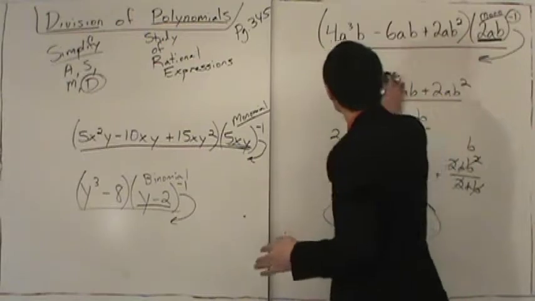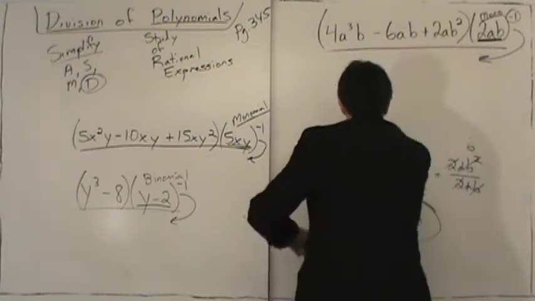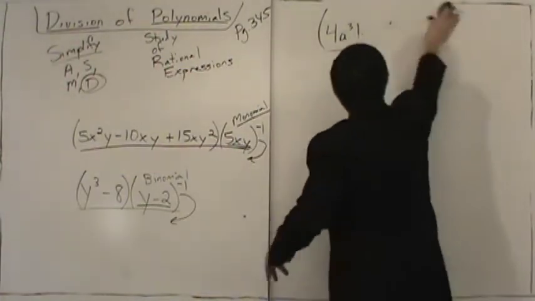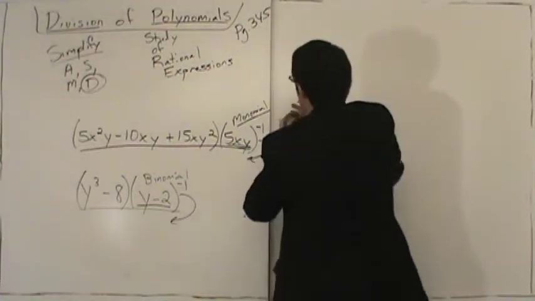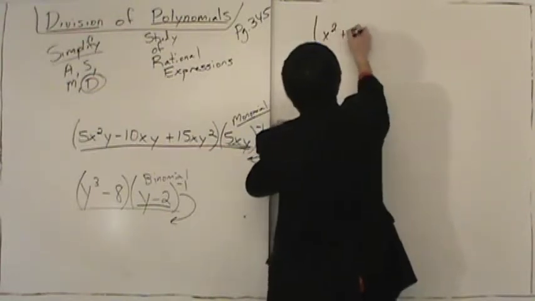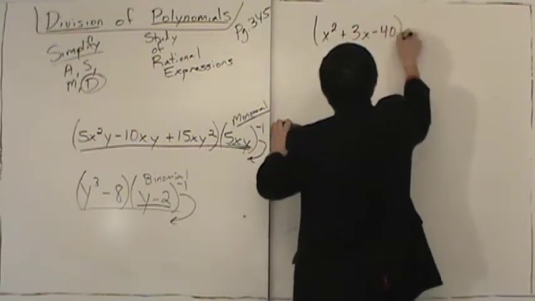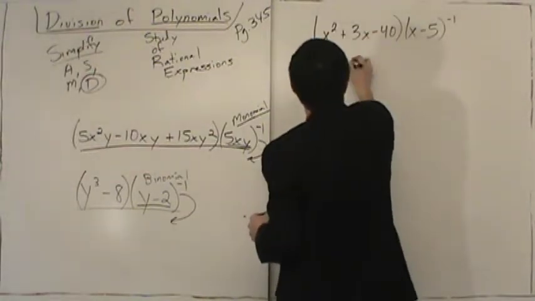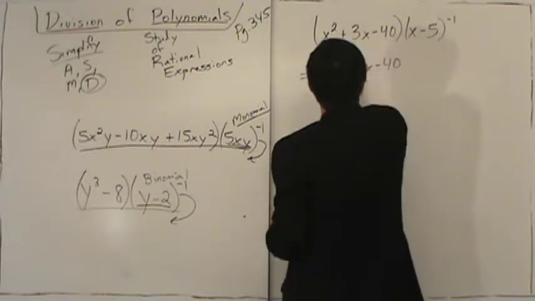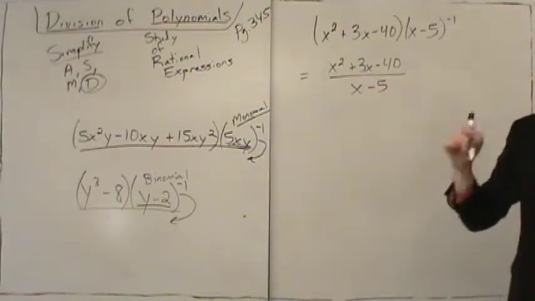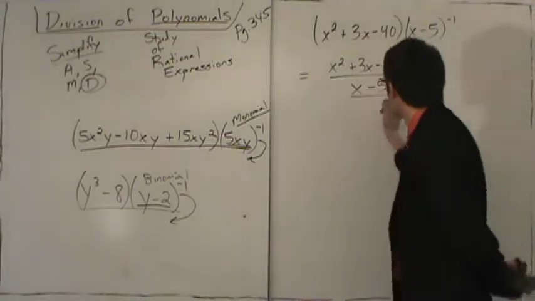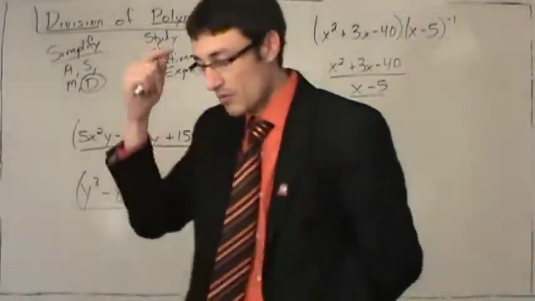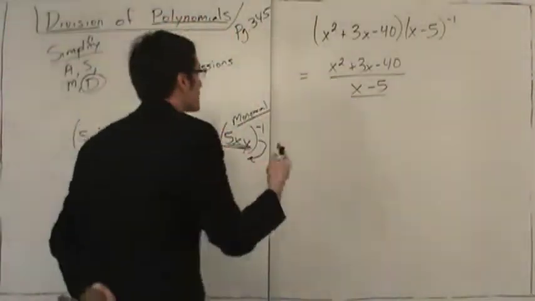Let me show you this example. If I write quantity x squared plus 3x minus 40 multiplied by quantity x minus 5 to the negative 1, does this equal x squared plus 3x minus 40 over x minus 5? Is this true? Yes. What is in the denominator? Hopefully you say a binomial. What process are we supposed to use here? We're supposed to use long division or synthetic, but my question is why?